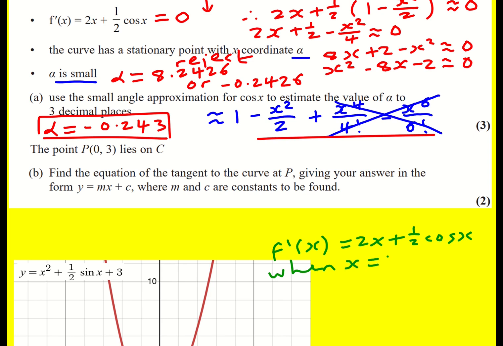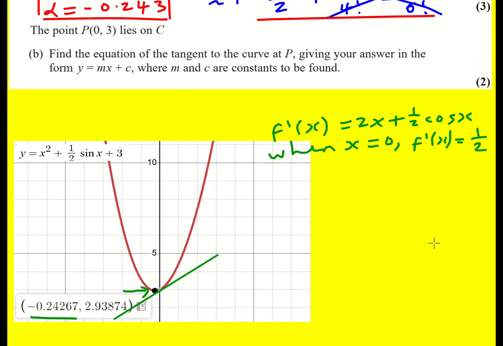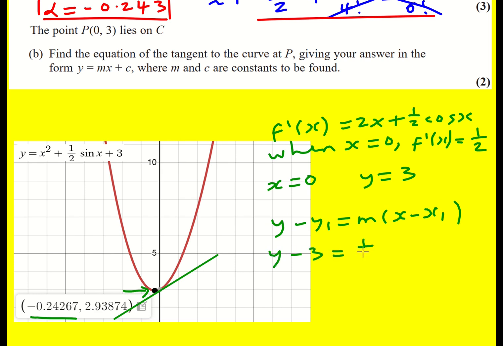And x equals 0. F dash x is going to be 2 times 0 plus a half times cos 0, which is 1. It's actually going to be a half. Okay, so I have my x, 0. I have my y, 3. For the tangent, I can use y minus y1 equals m times x minus x1. So y minus 3 is going to equal a half x minus 0, which is just x, and we're there. Y equals a half x plus 3.